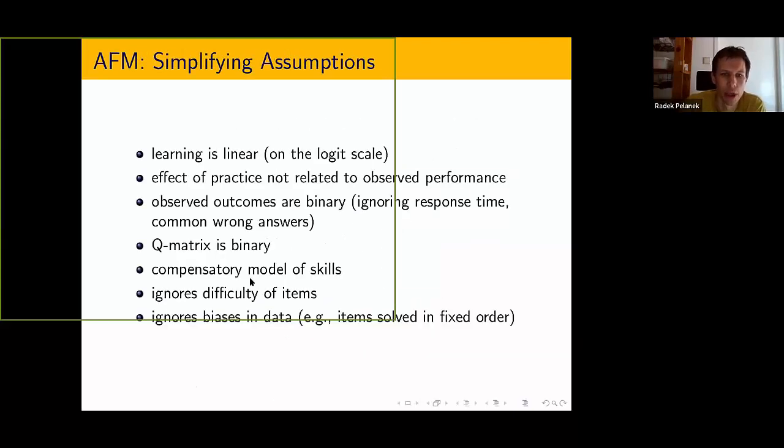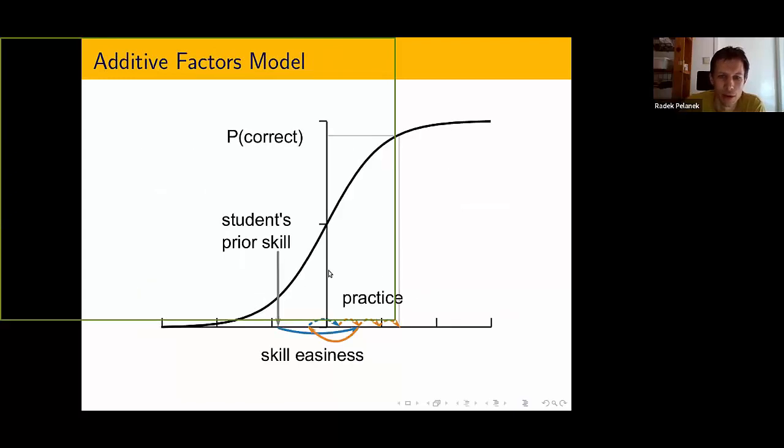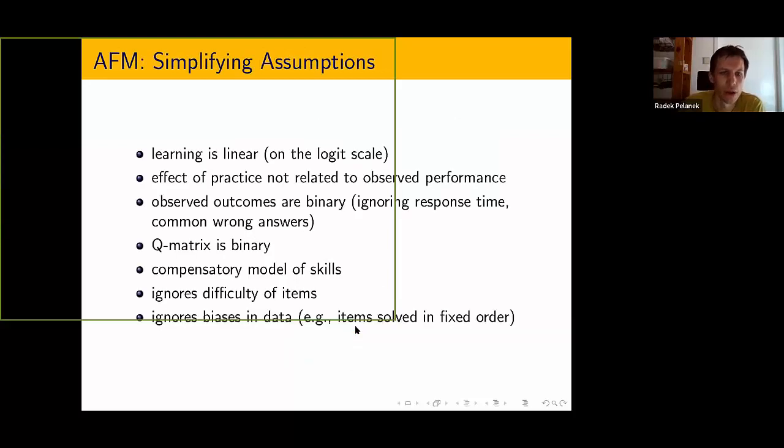Also, the model uses a so-called compensatory model of skill. Let's go to our example. In this case, let's say that the student practices only the blue skill many times and does not practice the orange skill at all, which in this model would lead, after some time, to a prediction of a perfect answer, even though in reality the item may require at least some knowledge of the orange skill and some practice of it as well. And also, the model ignores the difficulty of items and biases in data like fixed ordering of items, which is something that we explore in our case study.